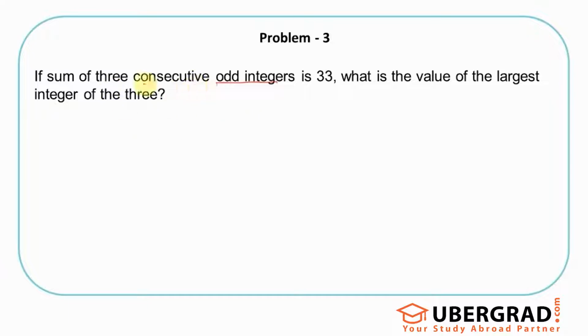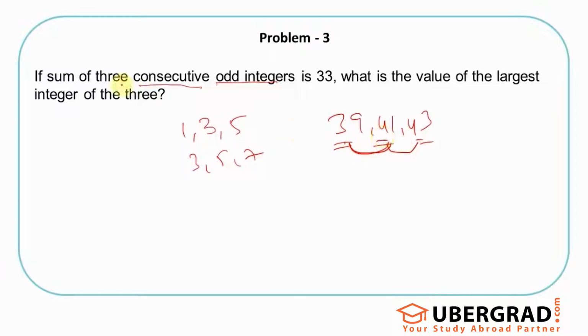Saying sum of 3 consecutive, right? Consecutive are next to each other. So if I say consecutive odd integers, it has to be like 1, 3, 5; 3, 5, 7; 39, 41, 43, etc. You see, they are consecutive. That means after 39 the next odd integer is 41, after 41 the next is 43. Because it's saying 3, I have taken 3 consecutive, right? So it's saying the sum of those 3 is 33.